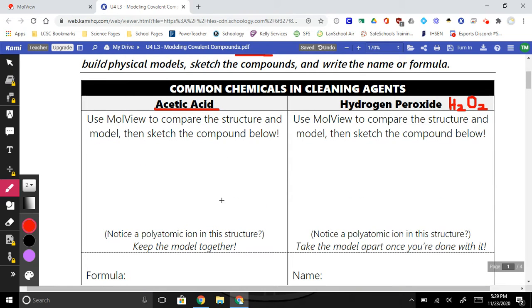MolView will generate an image and a structure for that molecule as best as it can. It has a huge database of information that it draws from, so a lot of stuff you can find pretty easily. Sometimes you might have to try doing a formula instead of a name or vice versa, but you can usually find it pretty easily. Okay, so let's try checking out MolView.